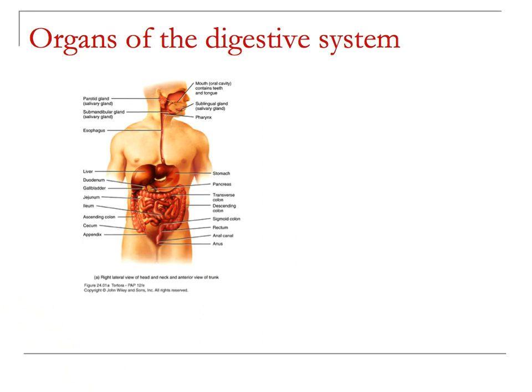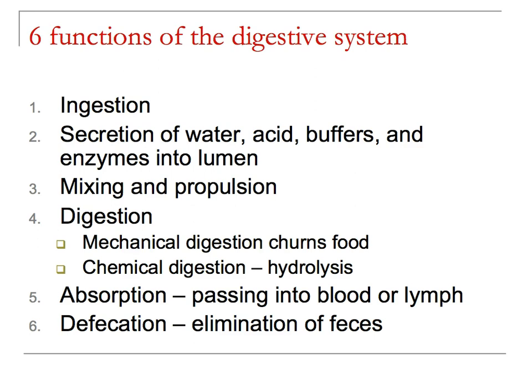So there are 6 basic functions of the digestive system. We have to ingest materials. Materials need to be secreted into the lumen of that alimentary canal. And then we want to mix and propel. And that propulsion, of course, is going to lead ultimately to the anus to remove the material from the body, which is the elimination of feces down here.